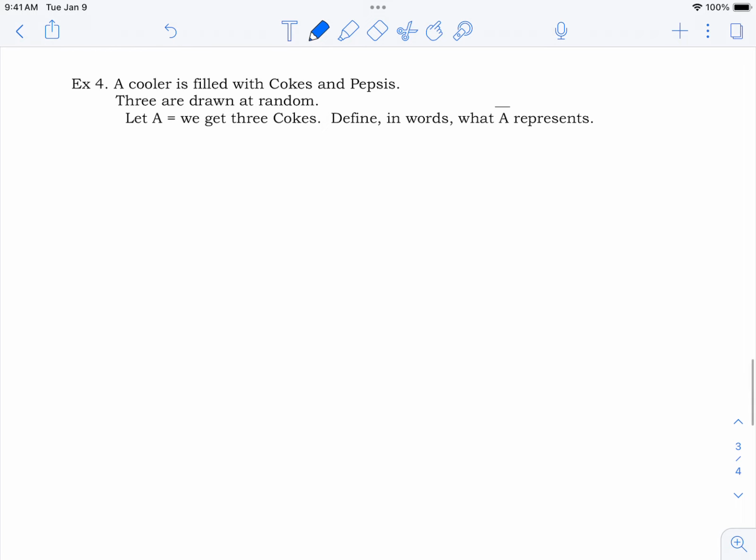A cooler is filled with Cokes and Pepsis. You should try this one yourself. There are 3 drawn at random. Event A is getting all 3 Cokes. What does A bar represent? Well, basically, if you want to be direct about it, you would say he does not draw 3 Cokes. That's not really the answer I'm looking for on the homework. Don't just put the word not in front and say, oh, that was easy. No, just work on it a little bit more. Think it through a little bit more. He did not get 3 Cokes.